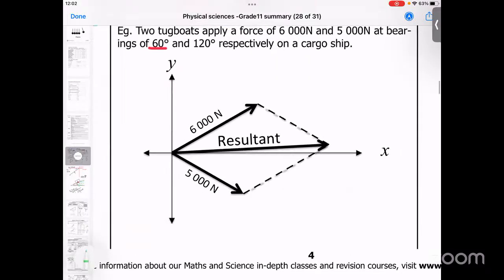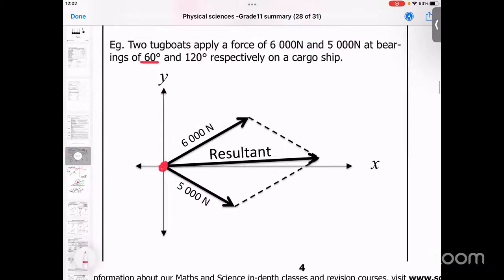Let's try and look at that diagram, diagrammatically, to say we are having that common point being the origin. So what's happening there? We are having a force of 6,000 Newton in that direction. I hope that part is clear, isn't it? And then again, we are having another one at a bearing of 120 degrees, being 5,000 Newton, not 500, in that direction.